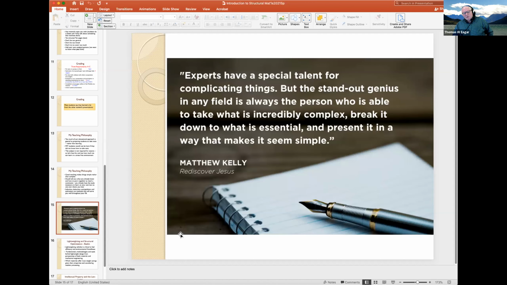This is something someone sent to me about a month ago. I'd never seen it. Experts have a special talent for complicating things. But the standout genius in any field is always the person who is able to take what is incredibly complex, break it down to what is essential, and present it in a way that makes it seem simple. Okay.